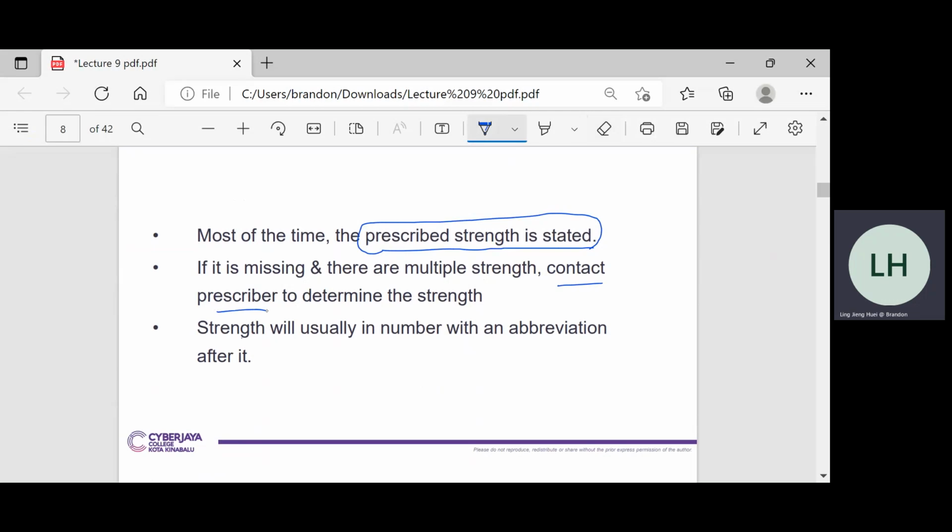So contact the prescriber. Okay, jangan takut untuk check lah. So jangan takut untuk check, jangan cakap, oh kalau saya check maksudnya saya tidak pandai ataupun tidak competent enough. So always check with whoever, contohnya prescriber, doctor ataupun pharmacist.